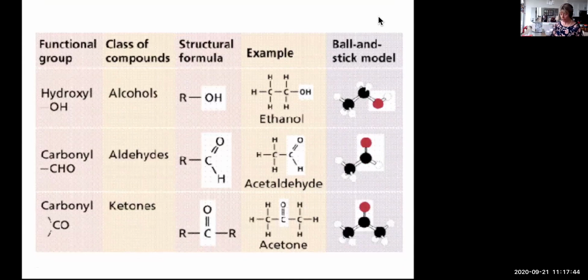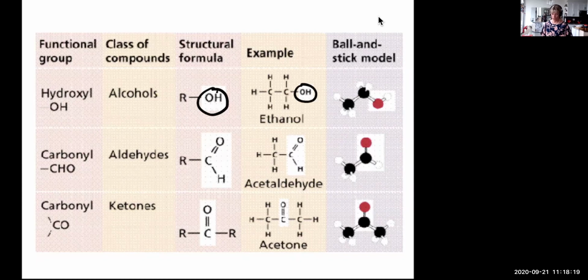And here are some of the functional groups. OH, hydroxyl group. Those are your alcohols. And alcohols are very volatile, so they easily dissolve and they easily burn off as gases. So alcohols are used as fuel, and they're often used as solvents. Ethanol is an alcohol that has 1 hydroxyl group.